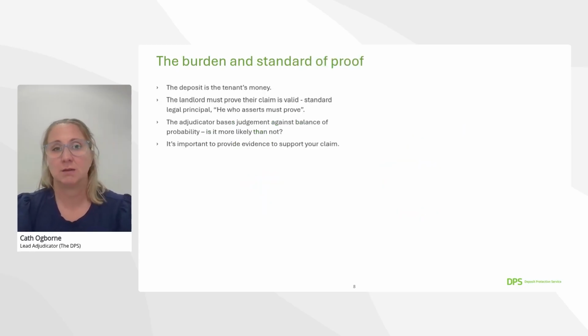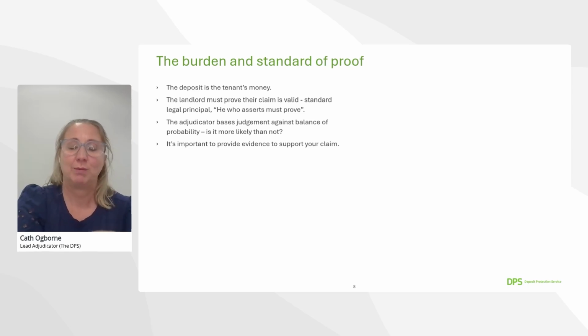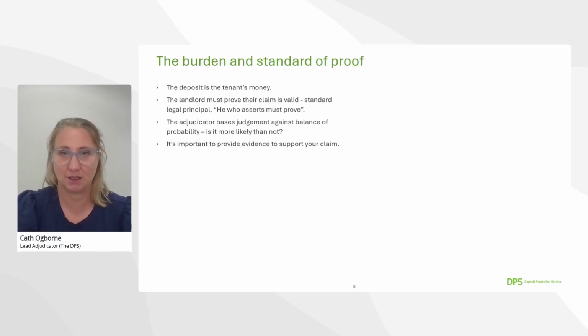So the first thing to really think about is this burden and standard of proof. And this is the reason why, as we saw in that earlier slide, there's a higher percentage of deposits that will be returned to the tenant than returned to the landlord. I think it was 14% versus something like 26% to the tenant. And that's because ultimately the deposit is the tenant's money. And the landlord, as the person who is bringing the claim, carries that burden of proof to prove that what they're saying and that their claim has merit, that they're entitled to make that deduction from the deposit.